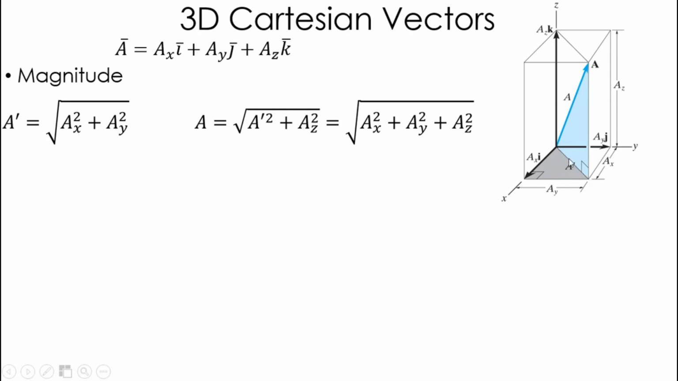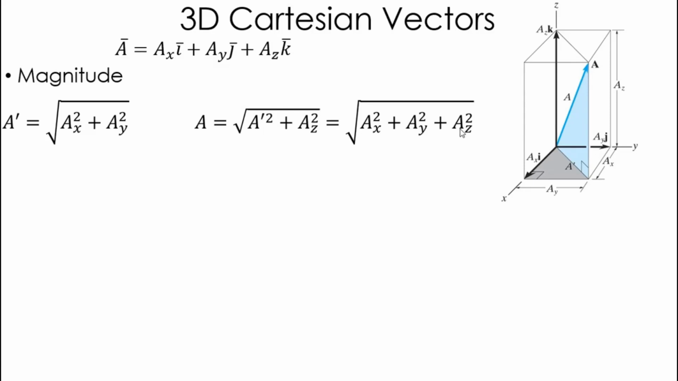Okay. Now, this side and this side make up the legs of this light blue triangle. So to find the hypotenuse, which is the magnitude of the vector of interest, that's just going to be the square root of A prime squared plus az squared, the length of this side and the length of this guy. Well, plugging in what I know about A prime squared, this magnitude A is simply the square root of ax squared plus ay squared plus az squared. And that's Pythagorean theorem in 3 dimensions.